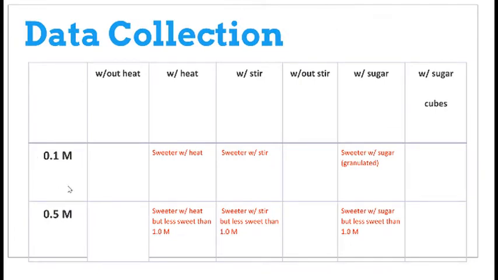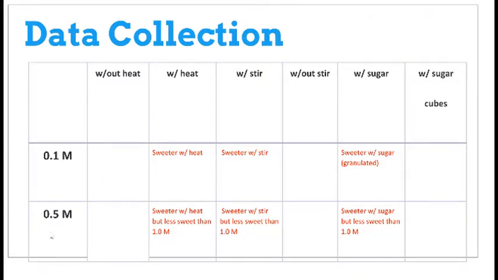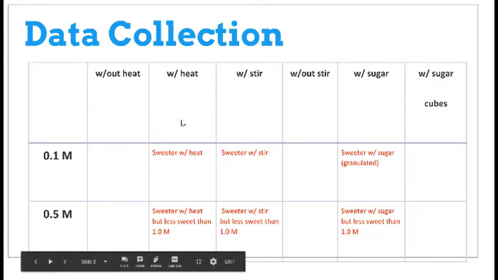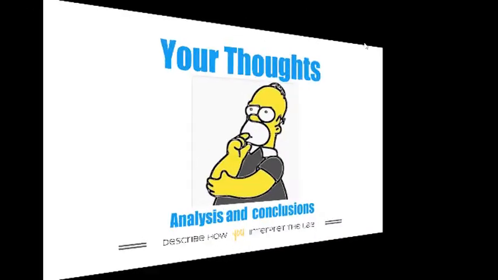In general, we found that the 0.1 molarity was always sweeter than the 0.5, which makes sense since it is twice as concentrated. And when we applied heat, when we stirred, and when we reduced the particle size by using granulated instead of sugar cubes, we also found that it was sweeter. So we were able to increase the solubility with those factors.